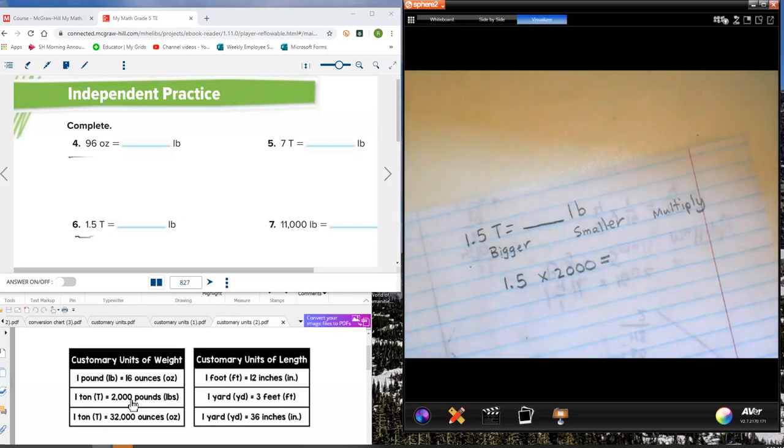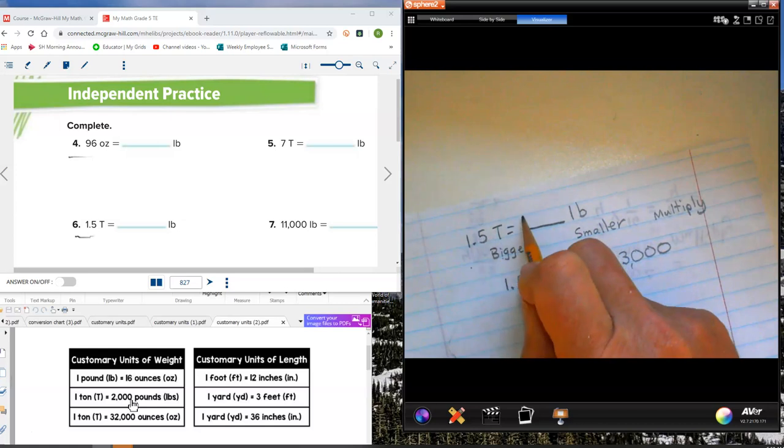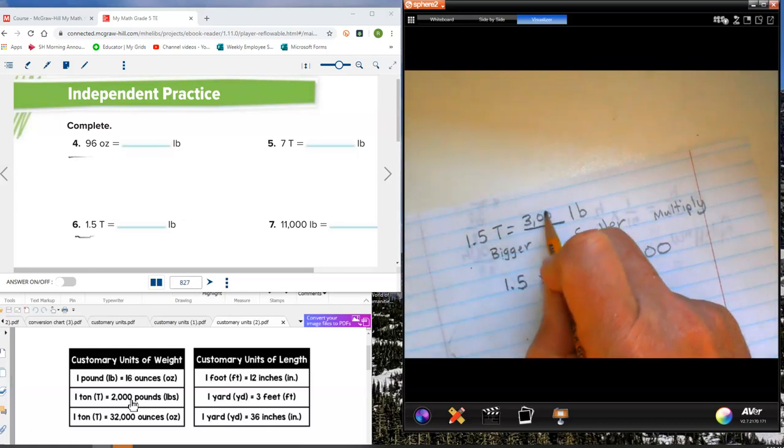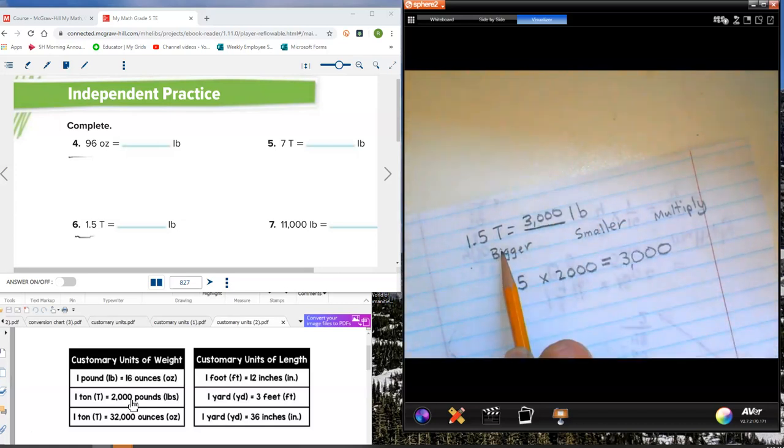And there's many ways you can multiply it. I just did some mental math here. 1 5/10 times 2 is going to be 3. And then I just add my 1, 2, 3 zeros right here. So that now I have 3,000 pounds. So I know that 1 5/10 tons equals 3,000 pounds. Because I went from a bigger to a smaller unit of measurement, I multiplied.